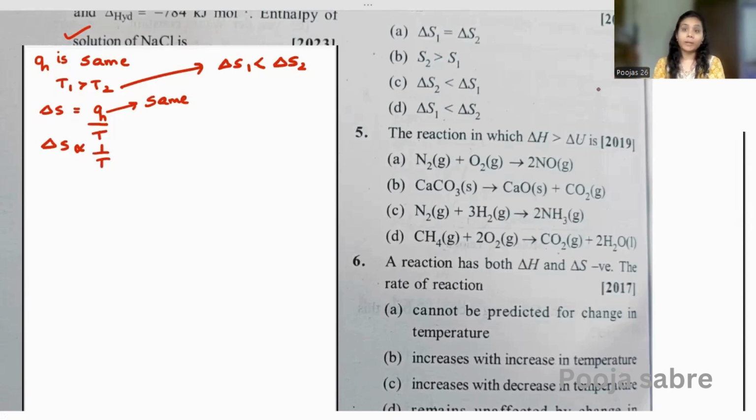Now let us proceed with question number 5. The question says that the reaction in which delta H is greater than delta U is, and the following options are given. This question was asked in 2019.